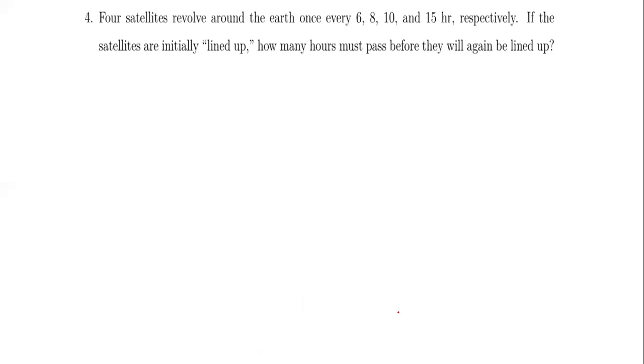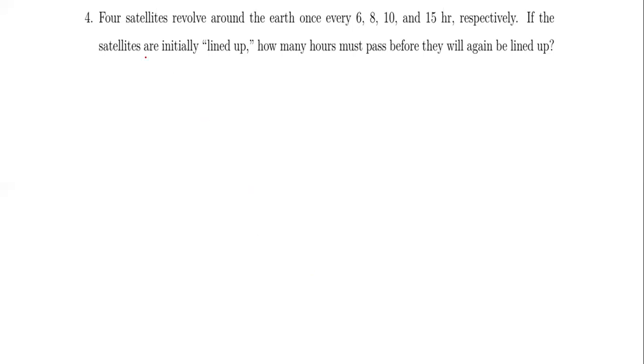Okay, the second question will be question number 4. It says 4 satellites revolve around the Earth once every 6, 8, 10 and 15 hours respectively. If the satellites are initially lined up, how many hours must pass before they will again be lined up?